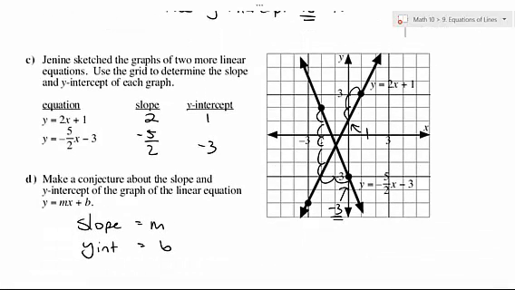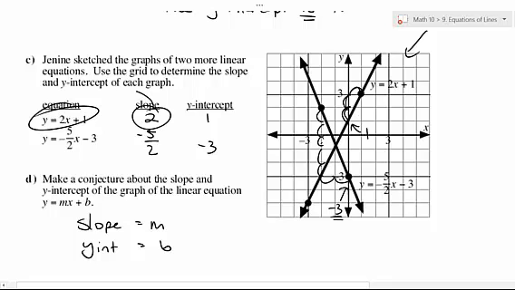So now we've got two more equations, two more graphs. First of all, y equals 2x plus 1. So we're going to go up 2 and over 1. The slope is 2. Hey, look at that. Okay, y-intercept is 1, and I see a 1 here.